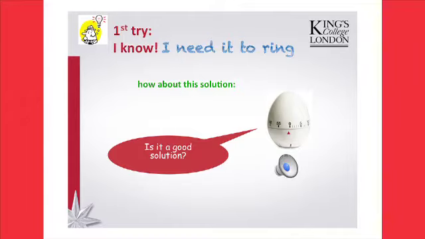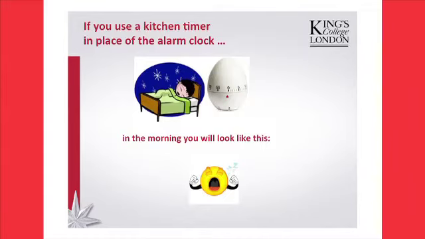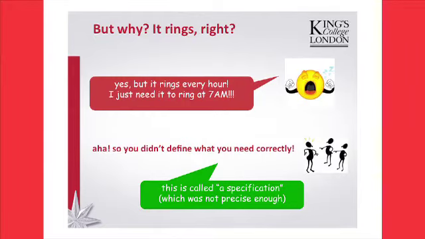How about this solution? This is a kitchen timer. You can set it to 1 hour maximum, and it will ring. Is it a good solution? So if you use the kitchen timer in place of the alarm clock, in the morning, you will look like this. Why? Come on, it rings, right? This is what you asked for. Yes, but it rings every hour. I just wanted to ring at 7 a.m. Aha, so you didn't define what you need correctly, right? This specification was wrong. It was not precise enough.